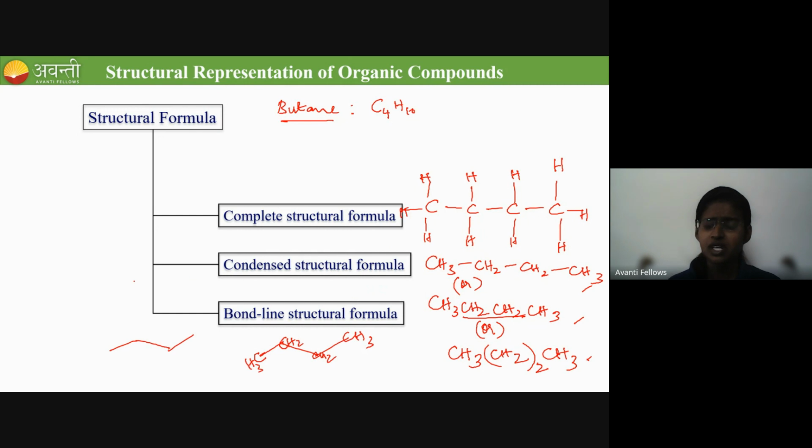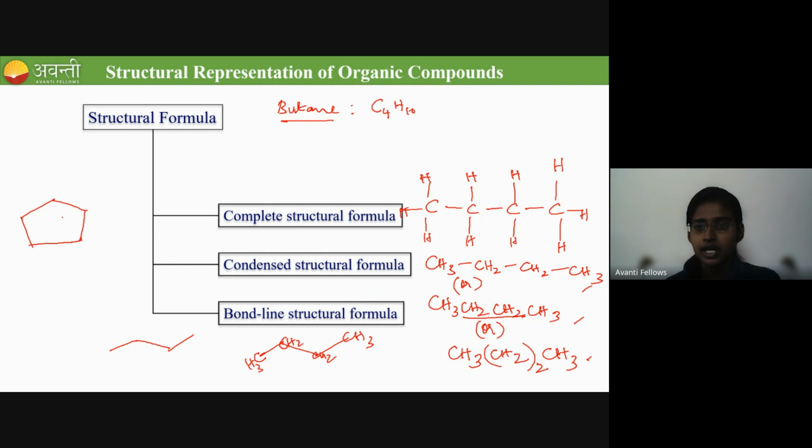Okay. So if I write the structure like this, it is the bond line structural formula for butane. And for a cyclic system, for example, if I take cyclopentane, pentane means 5 carbons, right? So I have to draw all the 5 carbons like this. This is cyclopentane, the bond line structure for a cyclic compound. So this is how we denote the compound, and this is the structural representation of organic compounds.